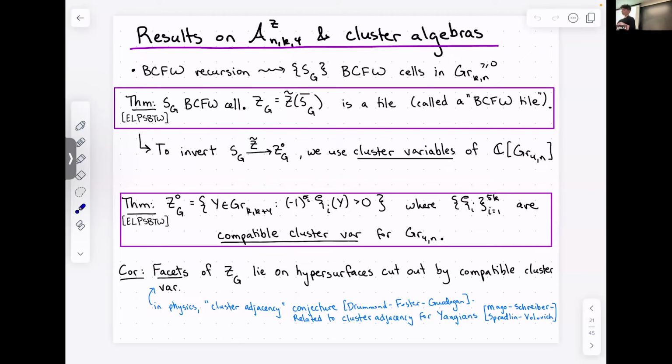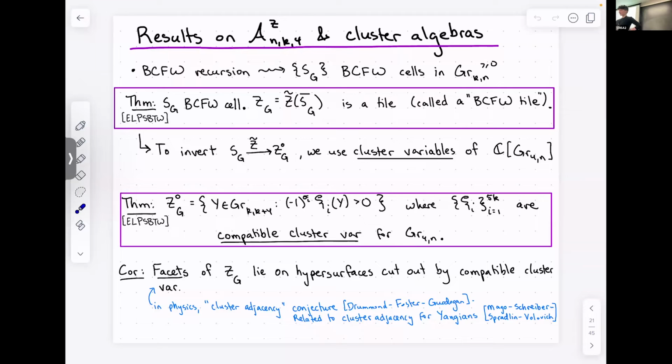So from this semi-algebraic description, it's sort of immediate that the facets of the tile lie on hypersurfaces cut out by compatible cluster variables. Yeah, and so this conjecture was originally made by Drummond, Foster, and Gürdoğan in this context. So that's another nice thing, we can resolve this cluster adjacency conjecture. Okay, so these are the results I'm going to dig into.